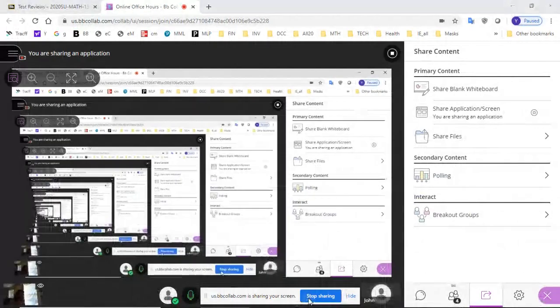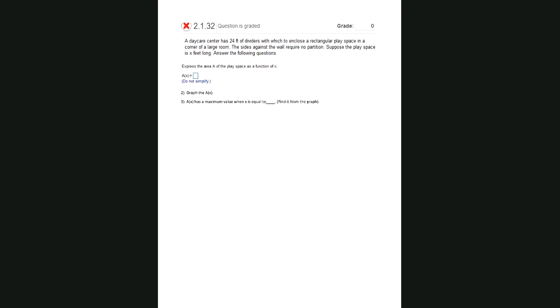So we have an x. Now we can say when x is equal to 12, this will be the max. So we have an answer here. A of x is equal to 24x minus x squared, which we already graphed in here. In this case, x must be greater than 0 and less than 24. Why is that? Because my total length is only 24.